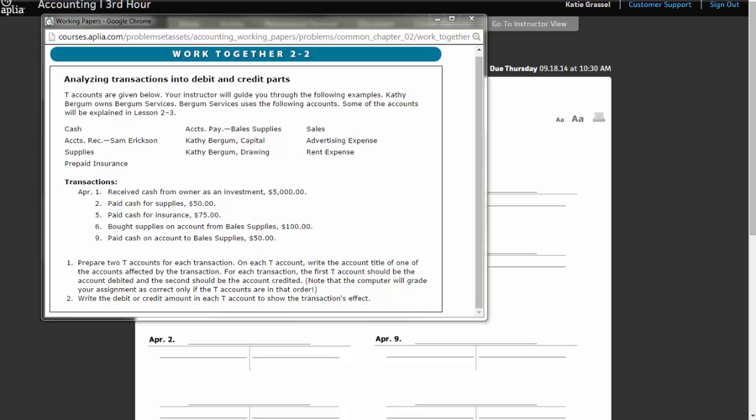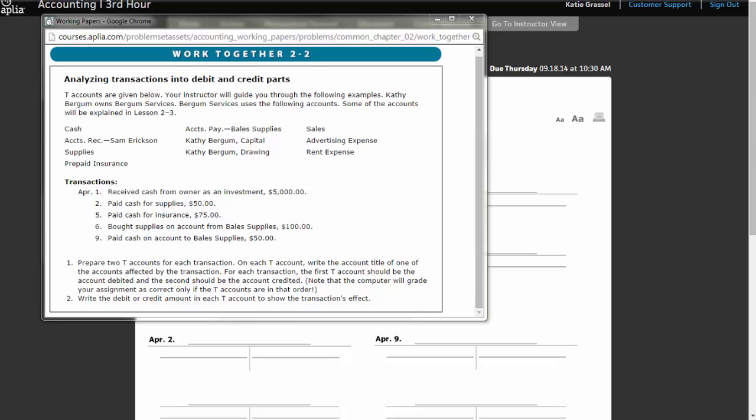Okay. So for our directions for 2-2, it says T-accounts are given below. Your instructor will guide you through the following examples. Kathy Burgum owns Burgum Services. Burgum Services uses the following accounts. Some of the accounts will be explained in 2-3. So we have cash, accounts receivable, Sam Erickson, supplies, prepaid insurance, accounts payable, Bail Supply, Kathy Burgum Capital, Kathy Burgum Drawing, sales, advertising expense, and rent expense. So drawing to rent expense we're going to worry about in the next section, so you can just ignore that for now.